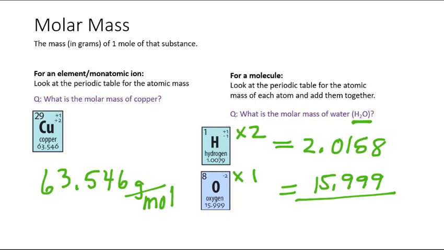The last step is to add these together. They're all found together in the molecule, so the sum of these numbers is 18.015. That's the number of grams per mole, and that is the molar mass of water.